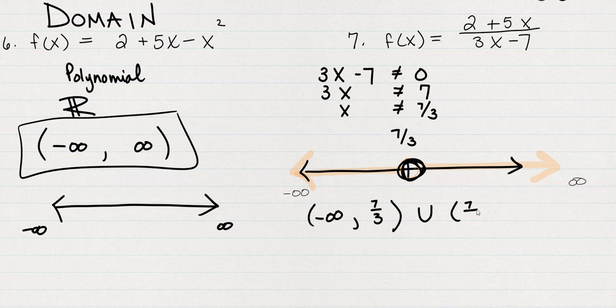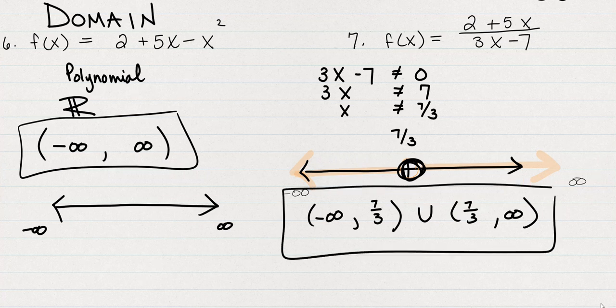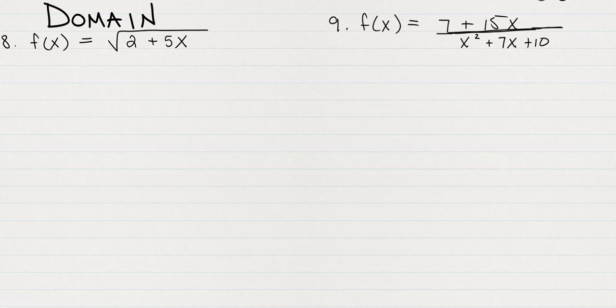Or 7/3 to infinity. The negative infinity, infinity, of course, always have parenthesis, not bracket, because you don't ever actually get to infinity. It doesn't ever equal infinity.